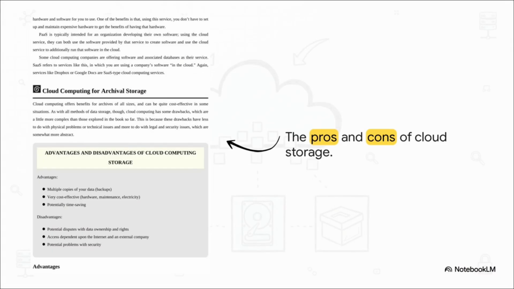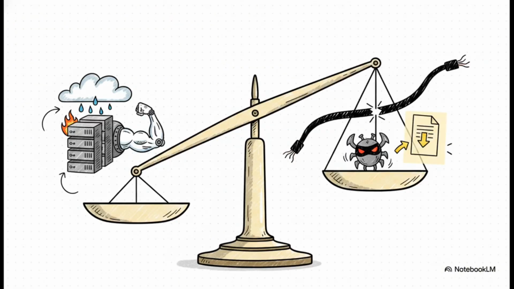This brings us to section 4, archival storage pros and cons, weighing the risks. Cloud storage is truly a double-edged sword for a digital repository. On one hand, you save an incredible amount of money on electricity, hardware, and physical maintenance. But on the other hand, you introduce some seriously complex new risks around data ownership and constant internet reliance. It really comes down to balancing these factors.